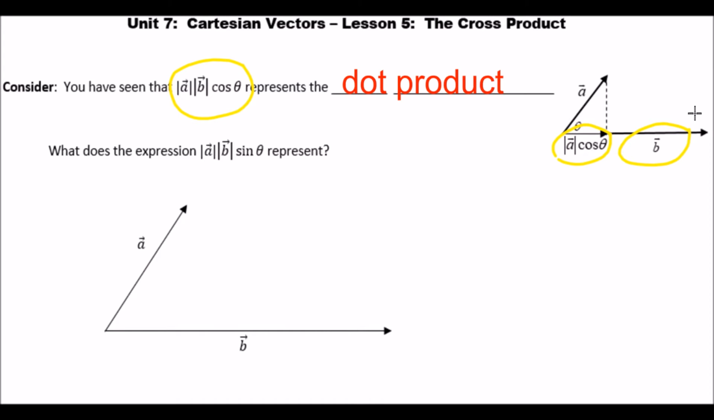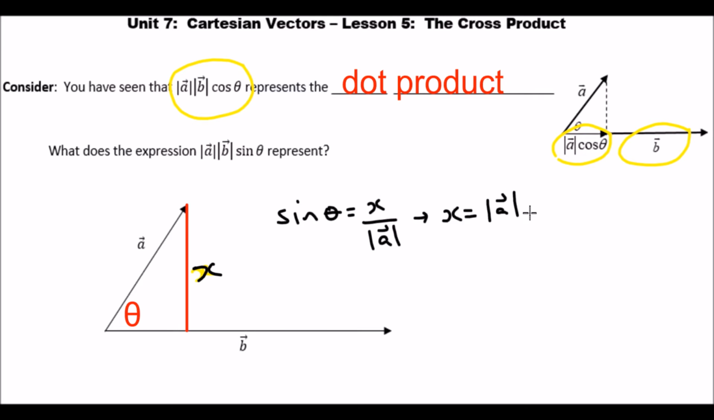So what does magnitude of A, magnitude of B, sine theta represent? Well, to start this off, we're going to put the theta there. Because it's sine, we're going to have the opposite side here. We'll call this side x. So I know that sine theta is equal to x over magnitude of A. That means x is equal to magnitude of A sine theta.